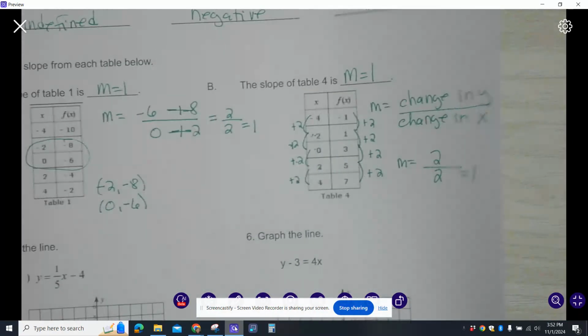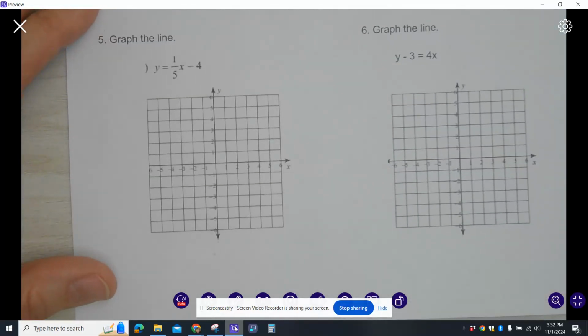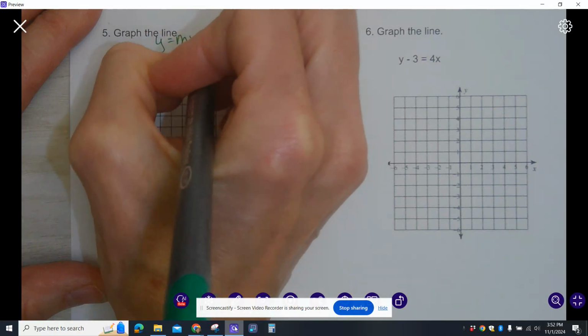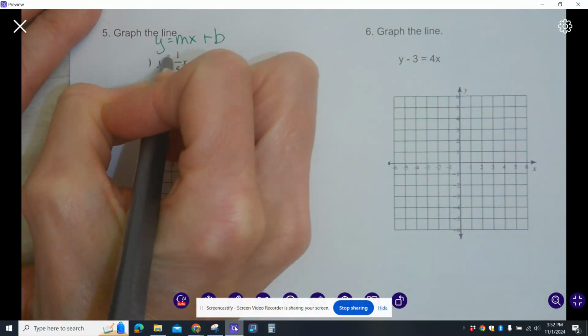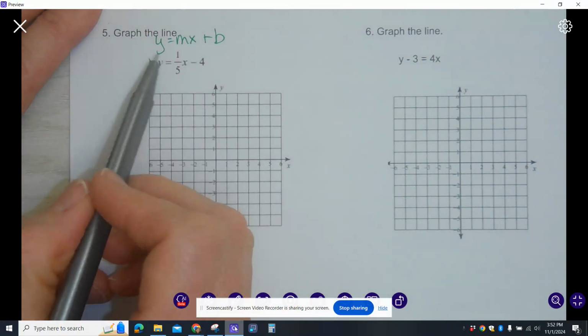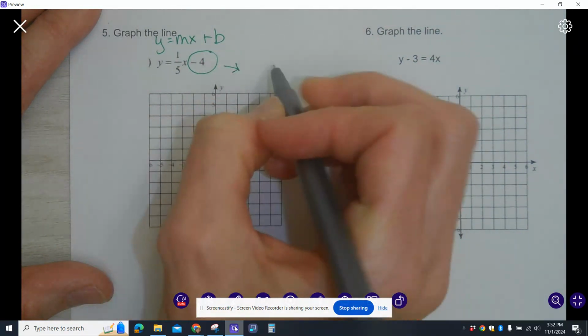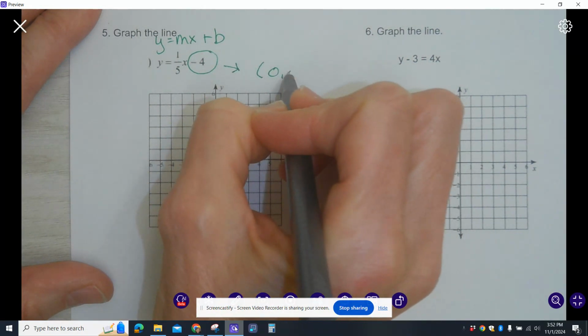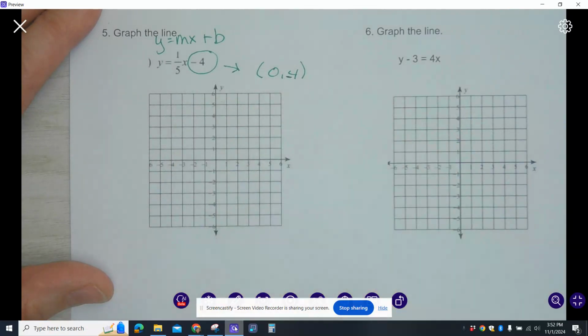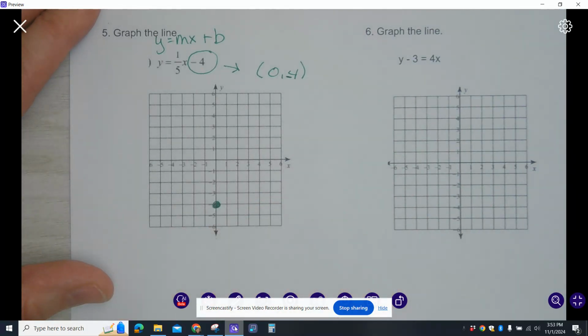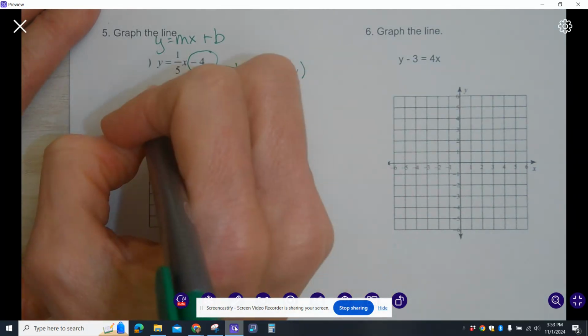Okay, hopefully you got those. This is just graph. This is in slope-intercept form. I know that because the y is all by itself on one side of the equal sign. So this is my y-intercept. When you have a y-intercept, your x is always 0. So I want to go to negative 4 on the y-axis. Remember, start on the y-axis.